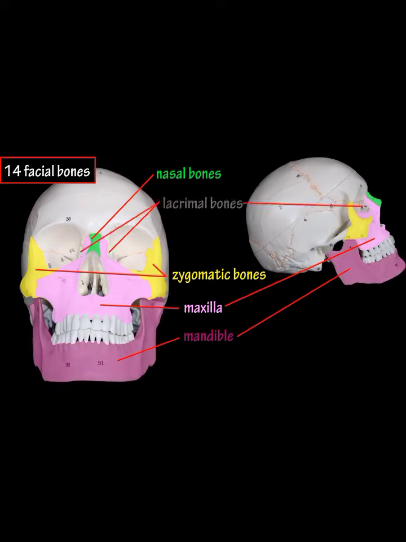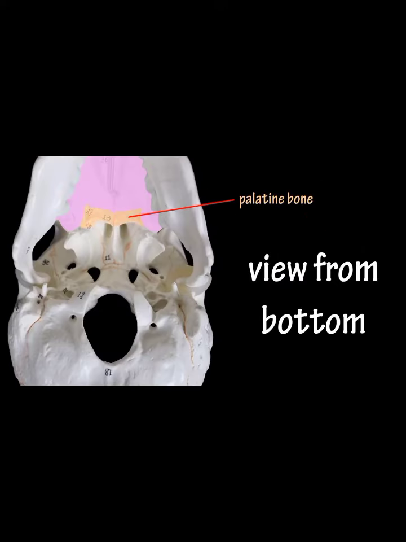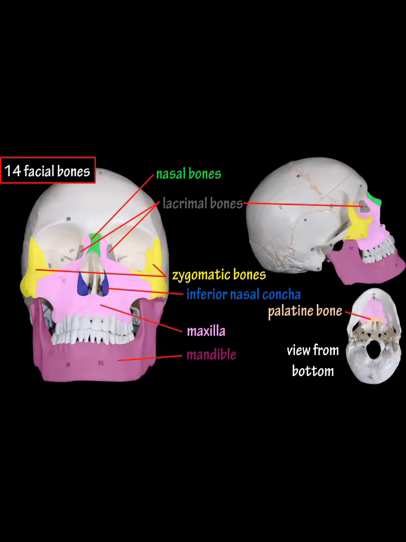2 lacrimal bones, located on the front inner portion of the eye orbits. 2 palatine bones, located in the back of the upper jaw. 2 inferior nasal concha, located on the inner side wall of the nasal cavity. And the vomer, located between the nasal concha, which we just mentioned.